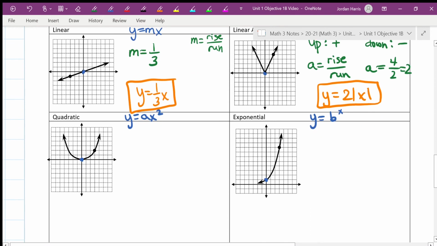Quadratic is a little more difficult. Okay, so we have this. We have our key point, that's good, but we can't count. We can only count for slopes. So my a value, I have to solve for. We still have up is positive, down is negative. That's still true. But a, we need to solve.